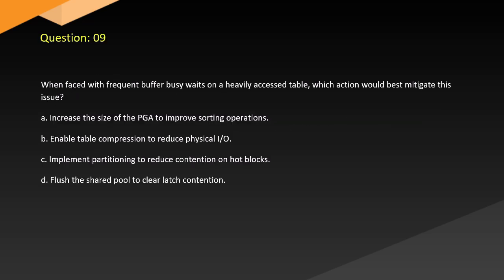Question 9. When faced with frequent buffer busy waits on a heavily accessed table, which action would best mitigate this issue? A. Increase the size of the PGA to improve sorting operations. B. Enable table compression to reduce physical I/O. C. Implement partitioning to reduce contention on hot blocks. D. Flush the shared pool to clear latch contention.